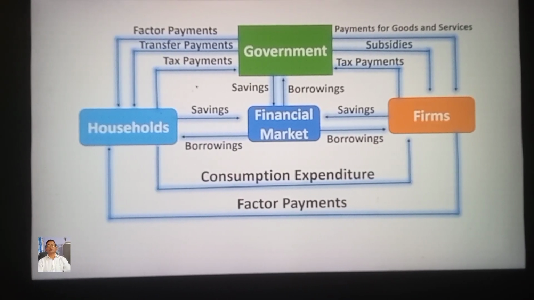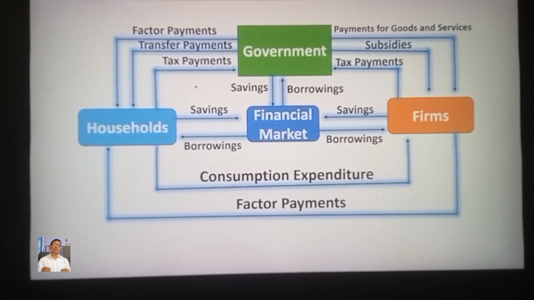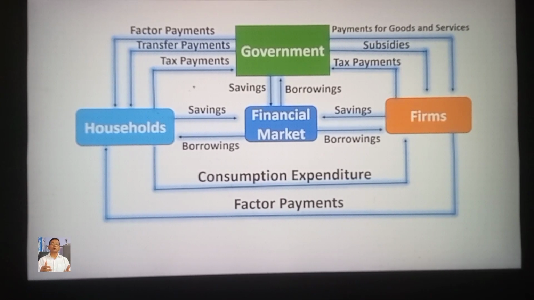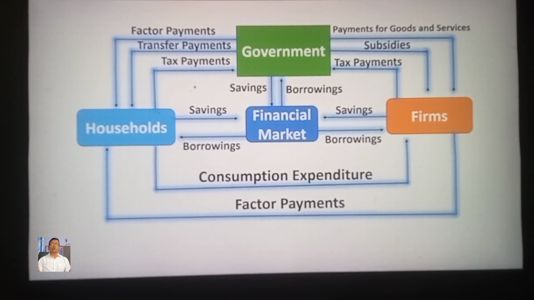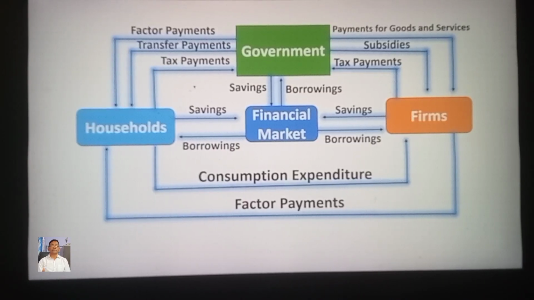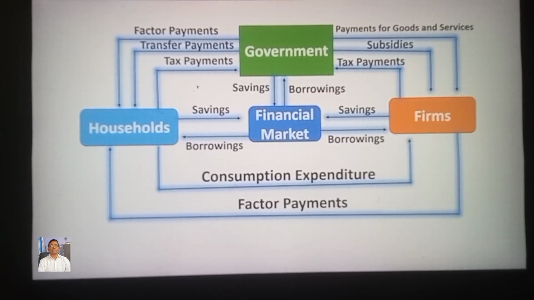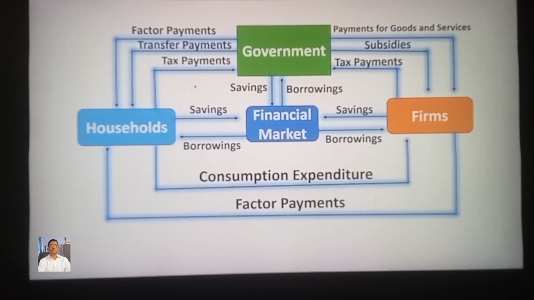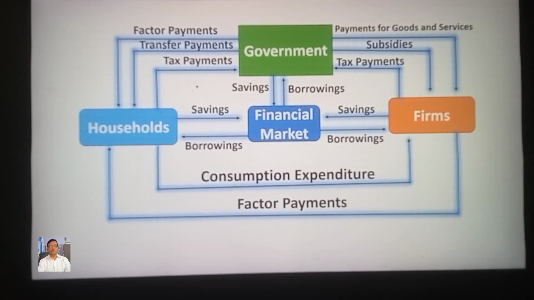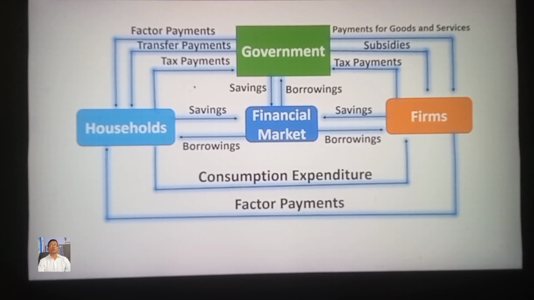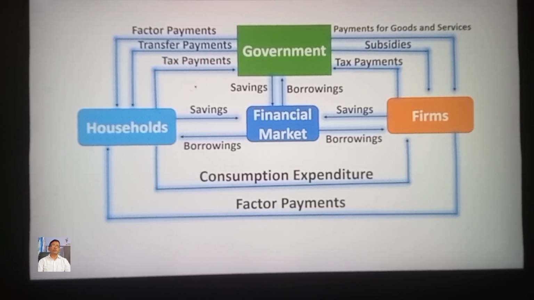Between firms and government, the money from firms to the government flows in an economy in the form of direct and indirect taxes. However, the money from the government to the firms flows into an economy in the form of subsidies. In this case, the government grants subsidies to the firms and makes payments to the firms for the purchase of goods and services produced by them.